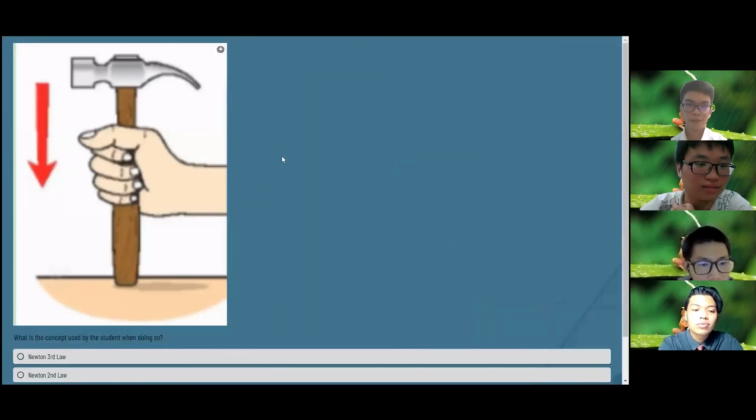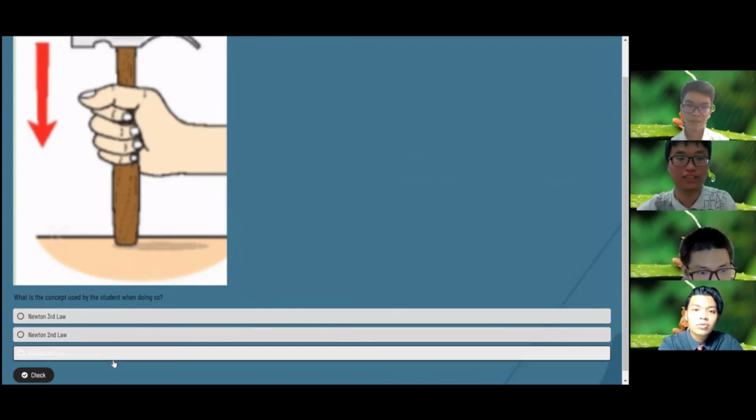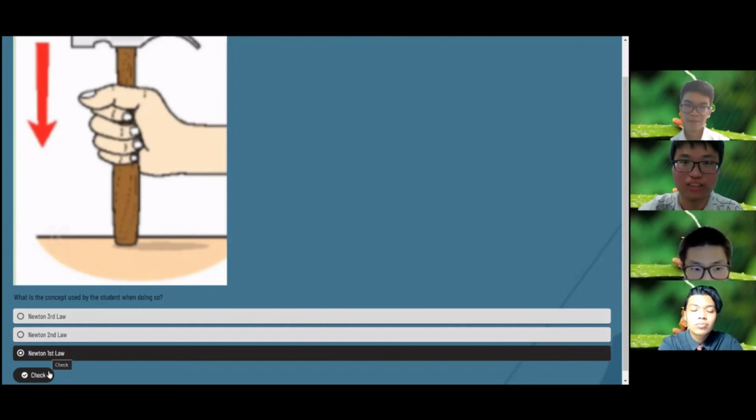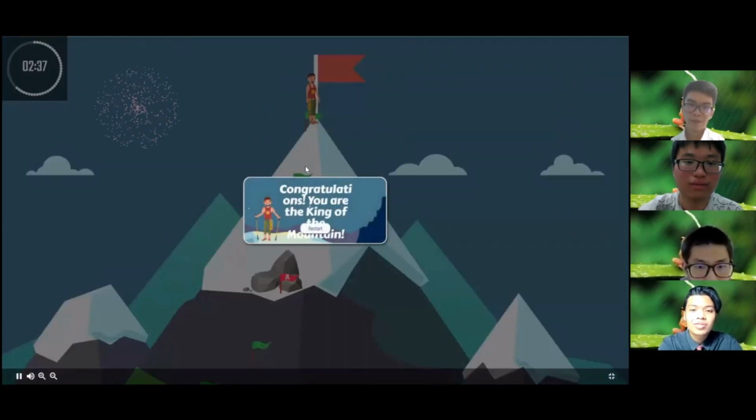This one is more of an application question. What is the concept used by the student when doing this? There are a lot of concepts, a lot of laws here. Which of these laws will it be? First law. Newton's first law. What is the other name for Newton's first law? Can someone tell? Because it's related to inertia. Yeah, it's also called the law of inertia. Okay. Congratulations, everyone. You have become the king of the mountain.